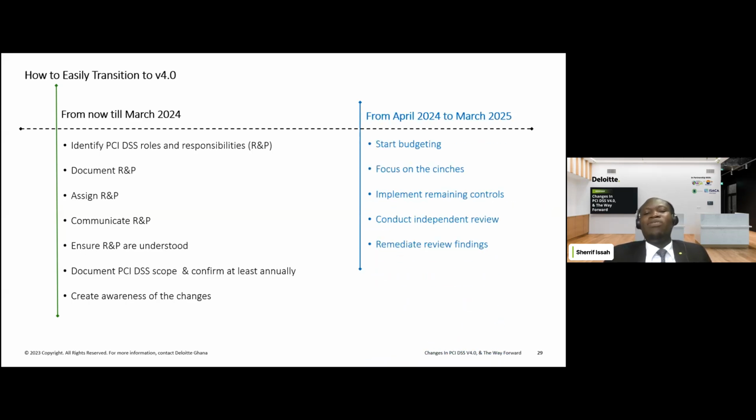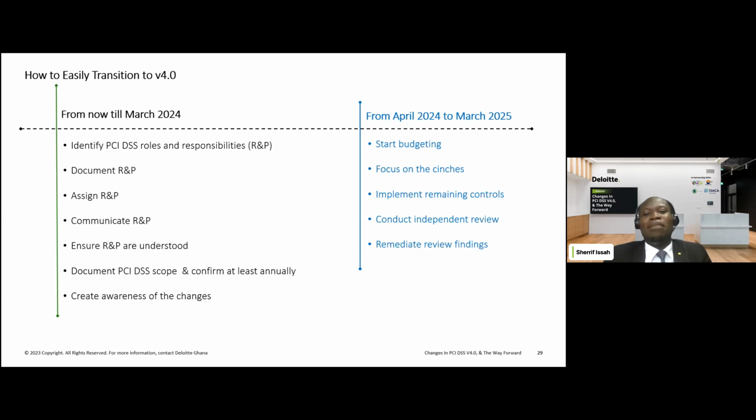Now, move on to the things we need to do. The next set of things we need to do has to do with meeting the future dated requirement. That is meeting the deadline of March 31, 2025. In meeting the future dated requirement, the first thing we need to do is start budgeting. Based on the new requirements we went through, we see tools from WAF to SIEM or log aggregators to change detection mechanisms. There are a lot of tools to procure in that space.